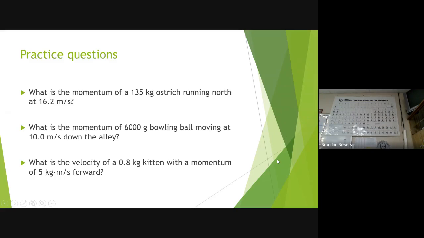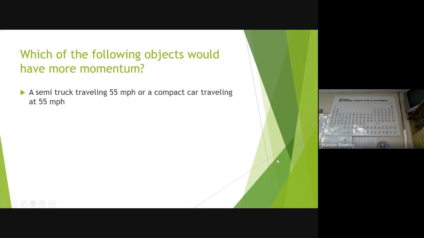Okay. Let's do a little compare and contrast. Which of these two situations will have more momentum? A semi-truck traveling at 55 miles per hour or a compact car traveling at 55 miles per hour? Raise your hand. Zach, a semi-truck. Why do you say that? It has more weight and power to it. It has more mass. I like that. Exactly right.